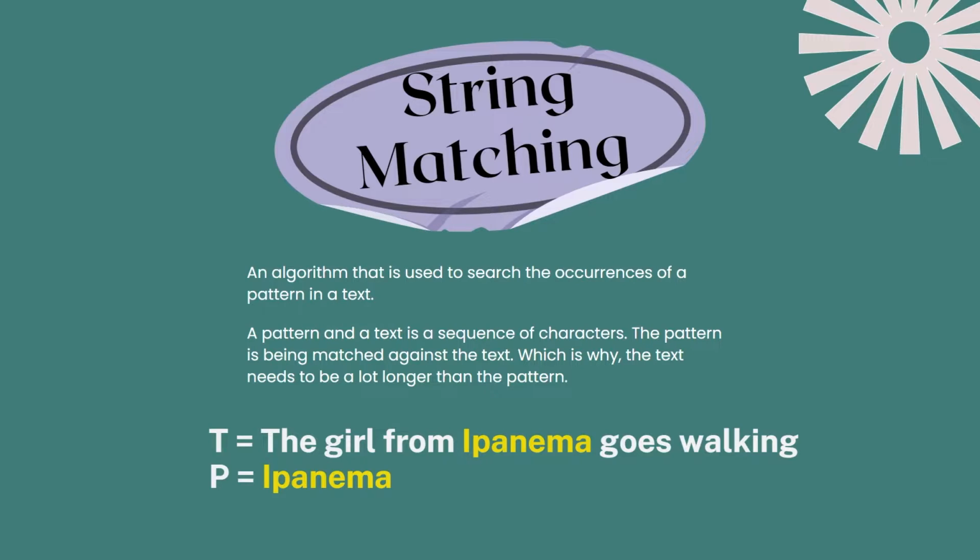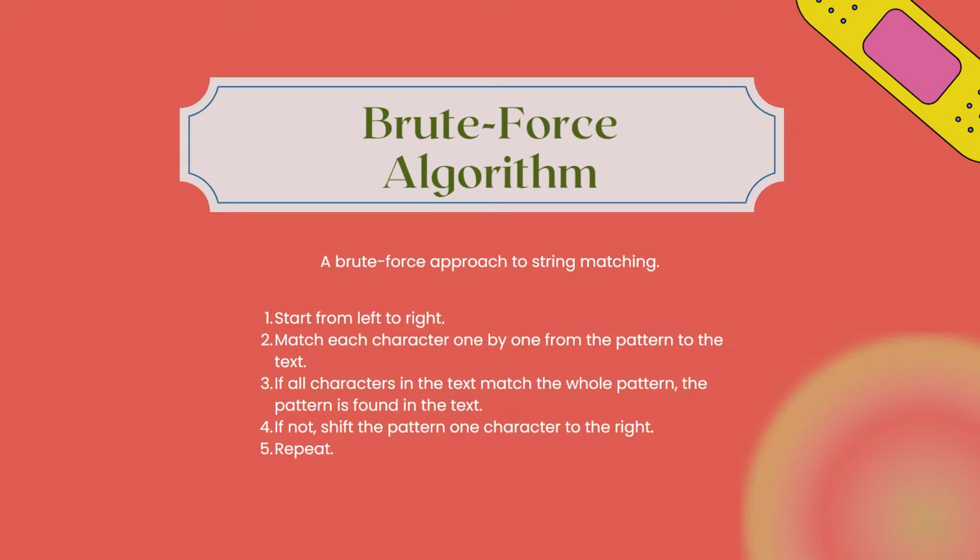The text, the girl from Ipanema goes walking, and the pattern, Ipanema. Here we can see that the pattern exists on the text. Now we are going to explore a string matching algorithm that we're going to use in this paper, which is the brute force approach. Essentially, we start from left to right, and then we match each character one by one from the pattern to the text.